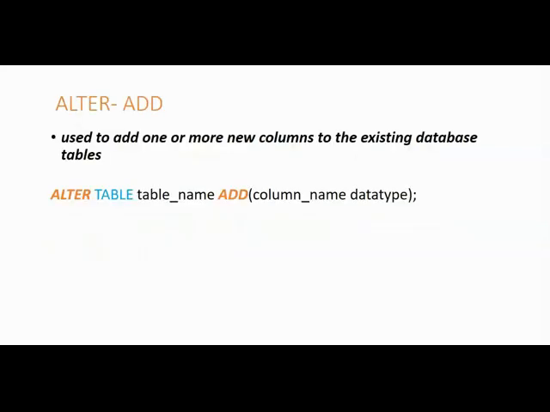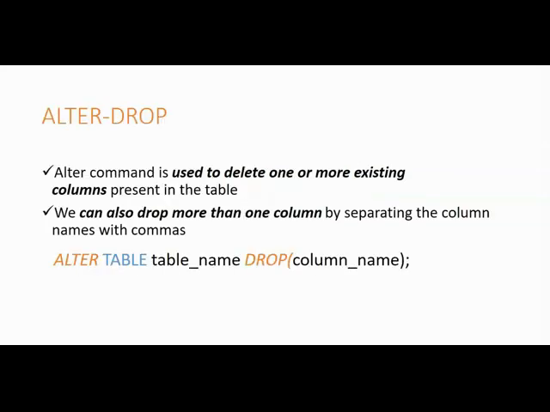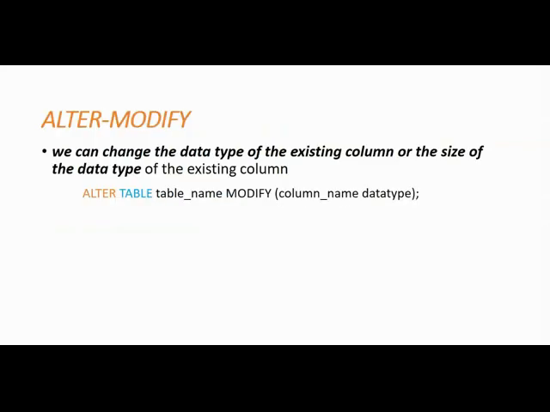In the previous session we discussed alter add and its possible dimensions: adding a single column, multiple columns, constraints, and adding columns with default values. We also discussed dropping a column, its dimensions, dropping a single column, dropping multiple columns, and dropping constraints. And now we'll discuss alter modify.